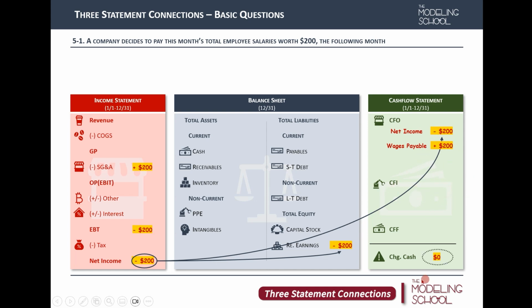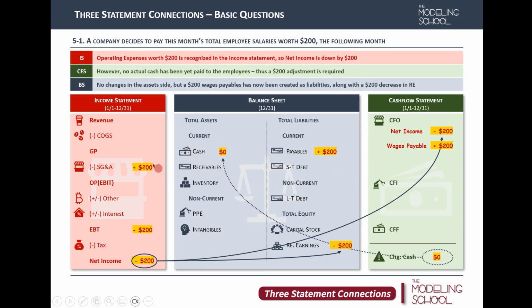And we're going to send changes in cash. No changes are going to be made. We have to balance off by adding $200 to wages payable. So in the end, assets equals liabilities plus equity. So operating expenses worth $200 is recognized in the income statement, either in COGS or SG&A. Net income is down by 200.